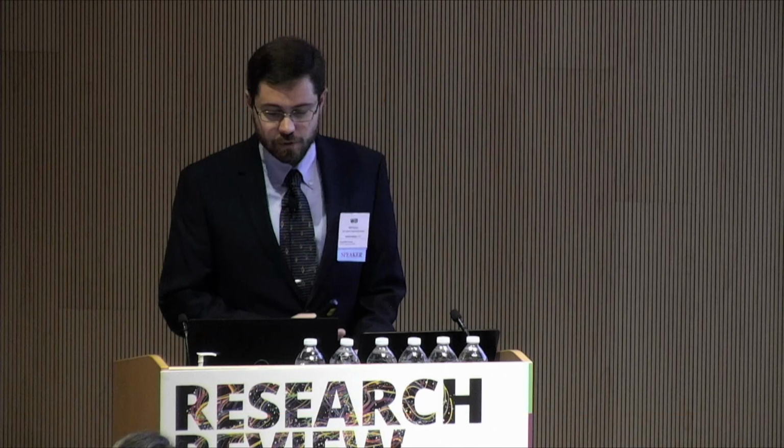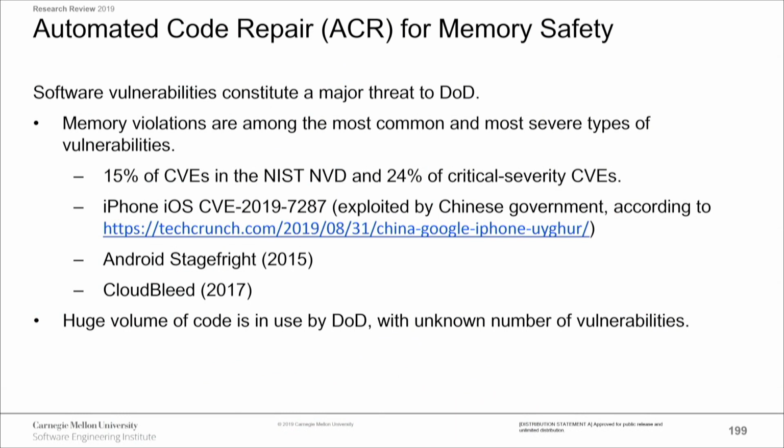Yes, so my name is Will Klieber, and I will talk about automated code repair to ensure memory safety. Software vulnerabilities constitute a major threat to DoD, and memory violations are among the most common and most severe types of vulnerabilities. For the past 3 years, memory vulnerabilities have constituted 15% of the CVEs in the NIST National Vulnerability Database and 24% of the critical severity CVEs.